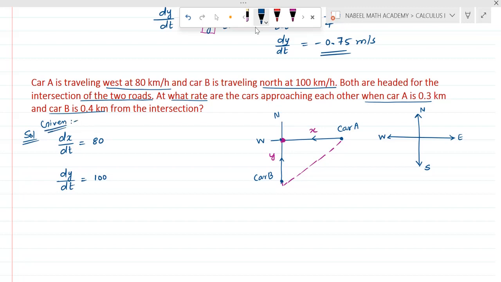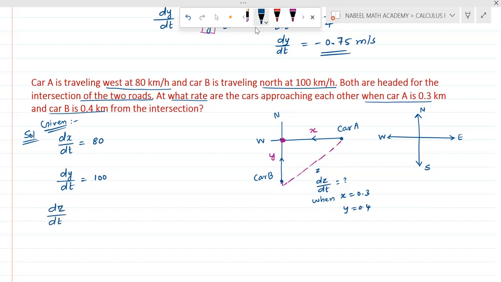And what do you have to find? At the intersection part, you have to find dz over dt. We have to find it when x is equal to 0.3 and y is equal to 0.4. So this is what you have to find.